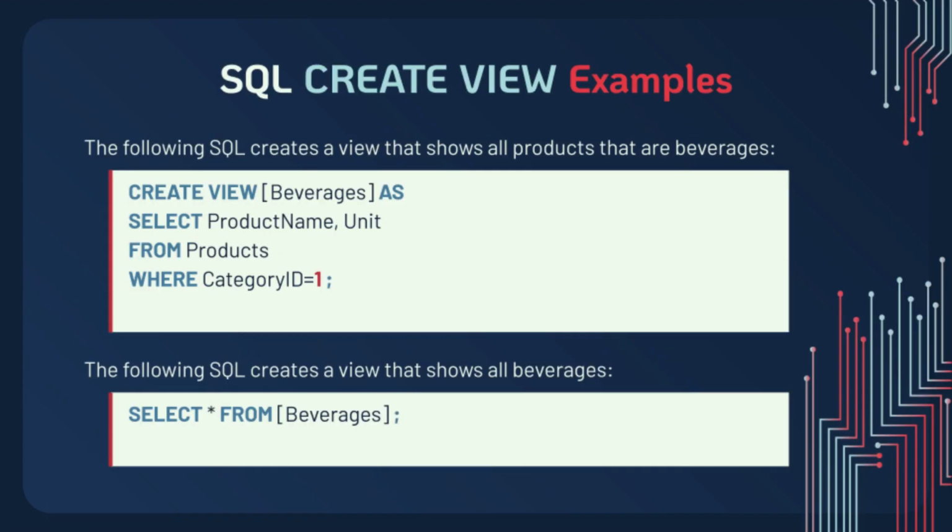SQL create view examples. The following SQL creates a view that shows all products that are beverages. Create view beverages as select product name, unit from products where category ID equals 1, semicolon. The next following SQL creates a view that shows all beverages. Select asterisk from beverages, semicolon.